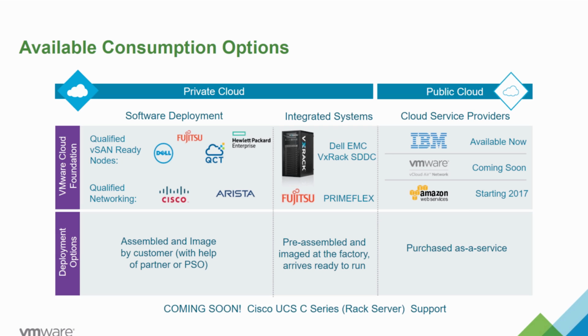So how can you get VCF, the consumption options today? As I said, you can do it on qualified vSAN ready nodes and qualified networking. Today we have 4 vendors who do the ready nodes. That's Dell, Fujitsu, QCT, and HP Enterprise, and the qualified networking would come from Cisco and Arista.